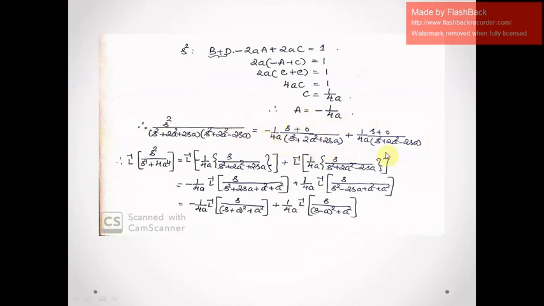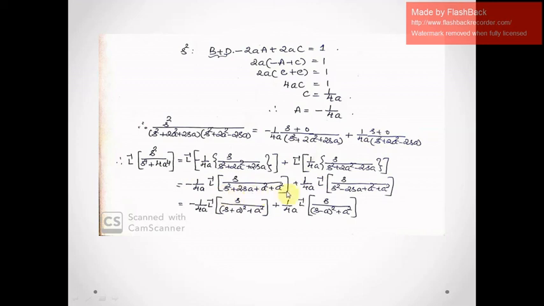This inverse I can split into two terms. When I split, I can take the minus 1 by 4a outside: L inverse of s by this denominator, plus L inverse of s by the second denominator, with 1 by 4a taken outside.